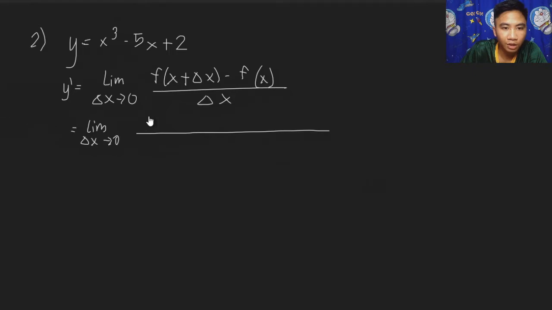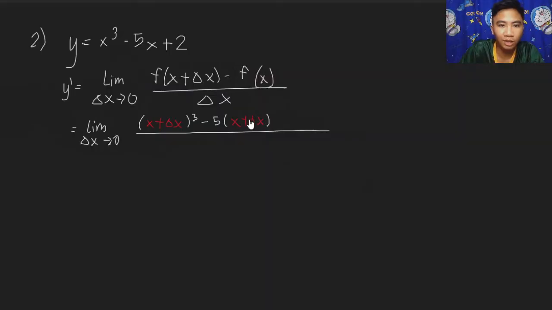Substitute. We will now have x. So mangyari dyan is x plus delta x cube minus 5 multiplied to x plus delta x. So, as you can see, yung mga red, yan na yung bagong value ni x. Galing saan? Dito.